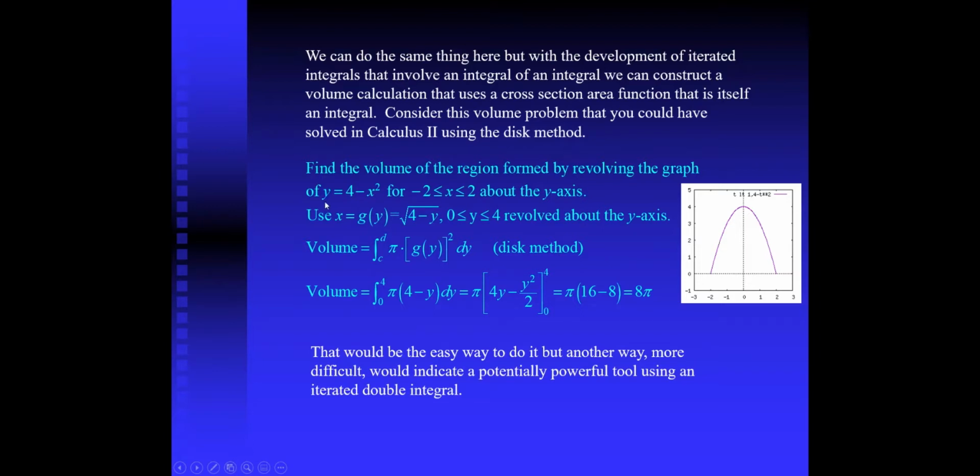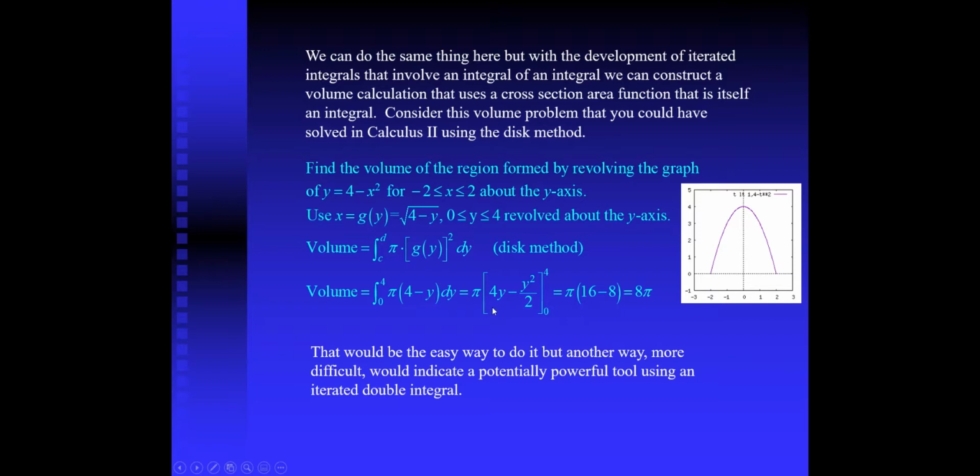So you take this equation of the parabola and solve for x. The parabola on one side, a portion of it, would be x equals the positive square root of 4 minus y, for y between 0 and 4, y going from 0 to 4. So this method will give you the volume of that solid of revolution by integrating from 0 to 4 pi times your cross-sectional radius function here squared. That just gives you 4 minus y.